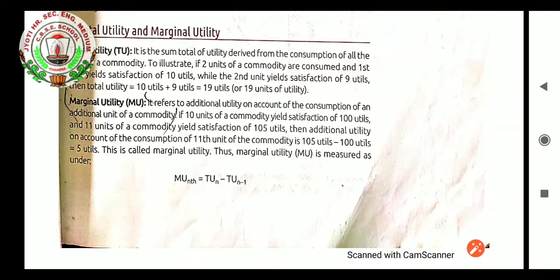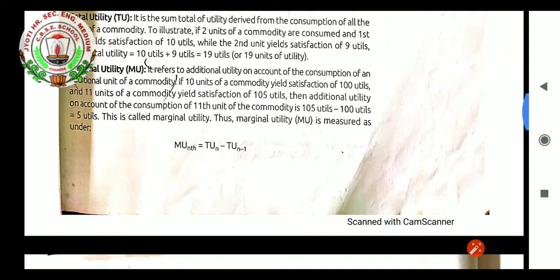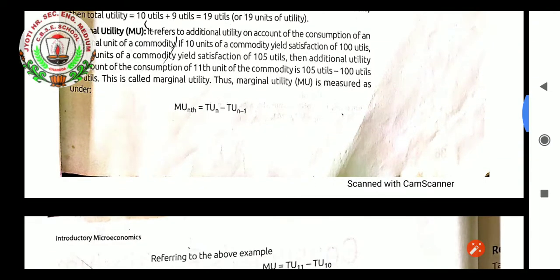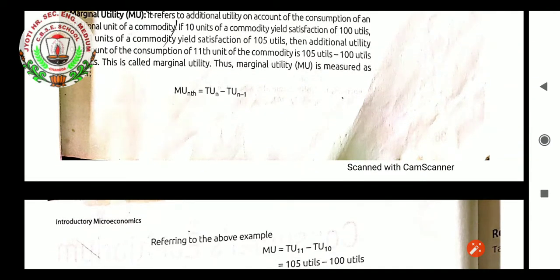If 10 units of a commodity yield satisfaction of 100 utils and 11 units of a commodity yield satisfaction of 105 utils, then the additional utility on account of the consumption of the 11th unit of the commodity is 105 utils minus 100 utils, which means for every 1 unit we are increasing by 5. This is called marginal utility. Thus marginal utility is measured by the formula given before you.